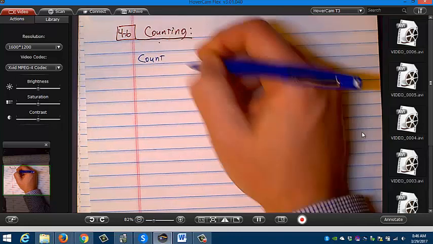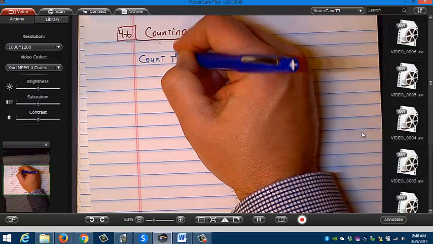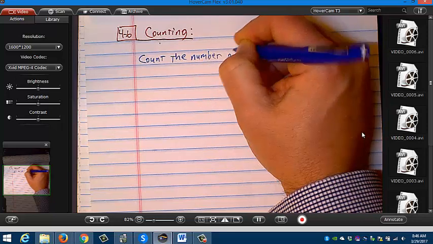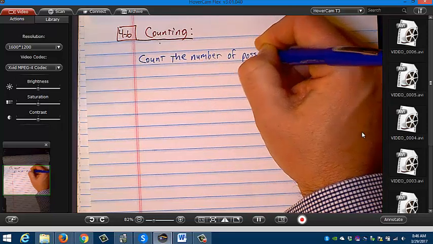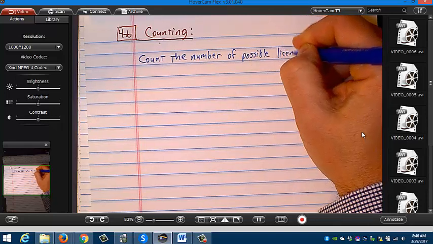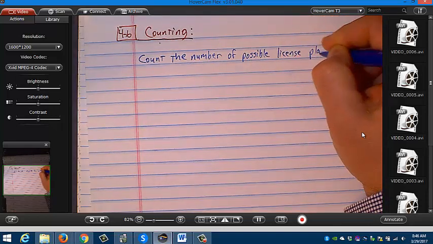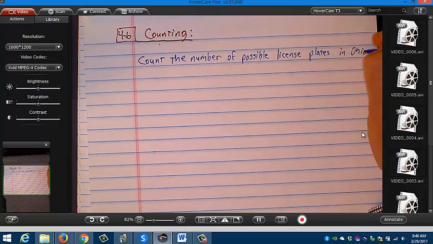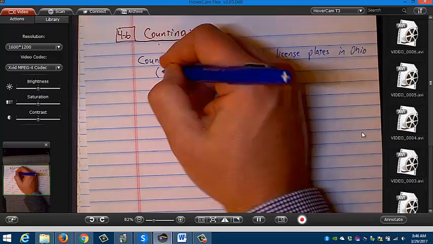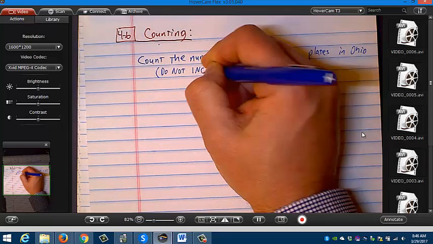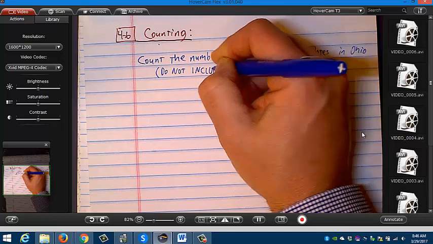Let's count the number of possible license plates in Ohio. Now, I have to say something. Do not include good old vanity plates, right?